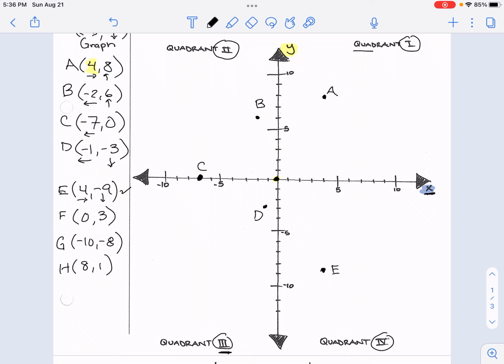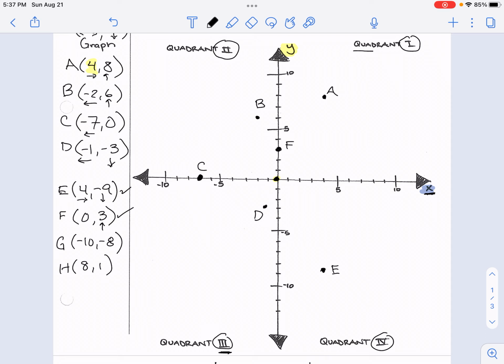Most likely when we graph items, we'll have a grid instead of just two number lines, but we're going to do the best to estimate here. All right, next one, 0, 0. We're not moving at all left or right, but the 3, since it's second and is positive, we're going to go up 3. So 0, 3 is from the origin, 1, 2, 3. We'll put a point there. That is going to be F.